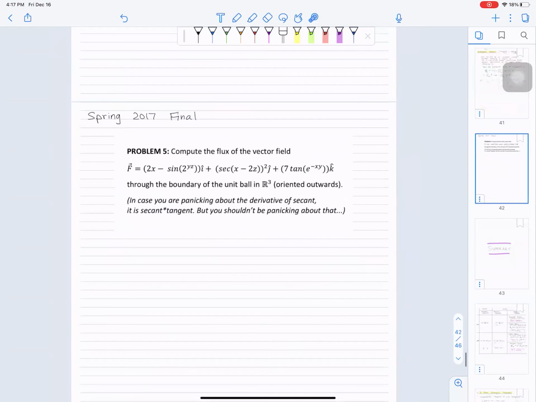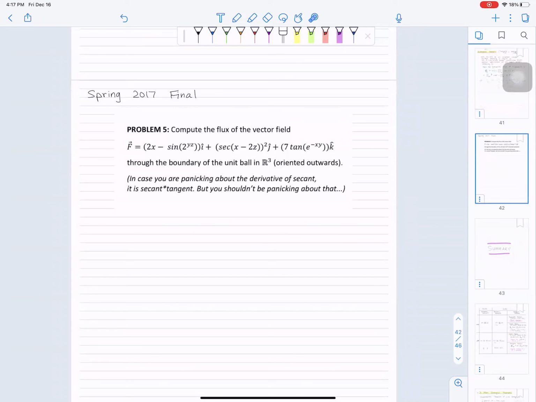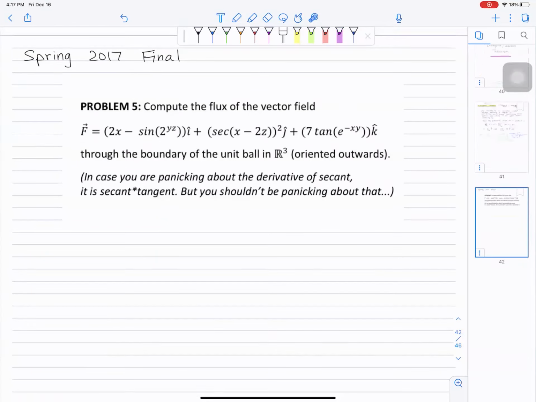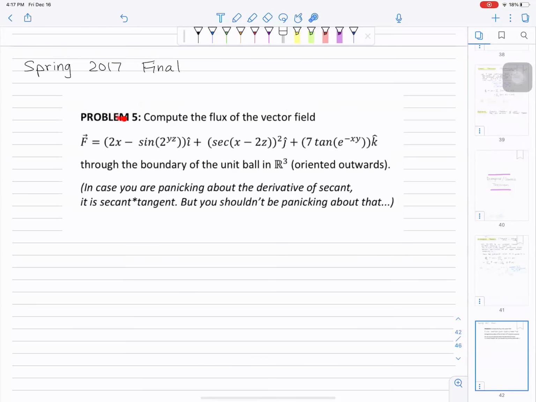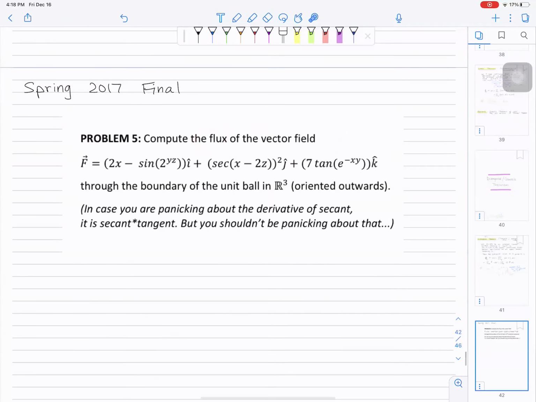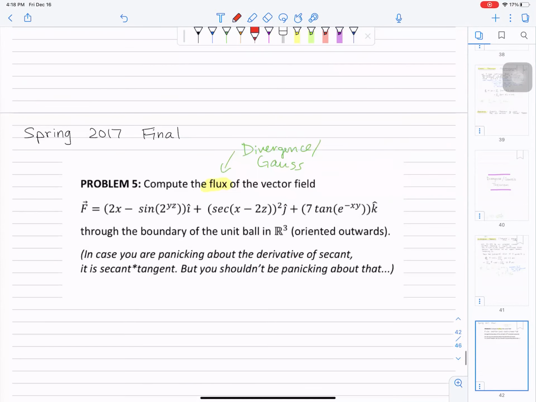Okay, so I have an example of divergence here. This is Spring 2017 final number 5. Also, if it says compute the flux, that's a signal that you usually want to use the divergence theorem, or I should be saying Gauss's theorem, sorry. Divergence, Gauss, same. If it asks you to do flux of curl, you should use Stokes, generally.